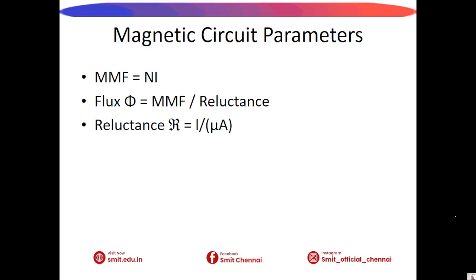Next, we see the magnetic circuit parameters. The important parameters of a magnetic circuit are magnetomotive force or MMF. MMF is equal to NI. Magnetic flux phi is equal to MMF by reluctance. Reluctance S is equal to L by mu A. Reluctance represents opposition to magnetic flux, just as resistance opposes electric current. Materials with low reluctance allow magnetic flux to pass more easily.